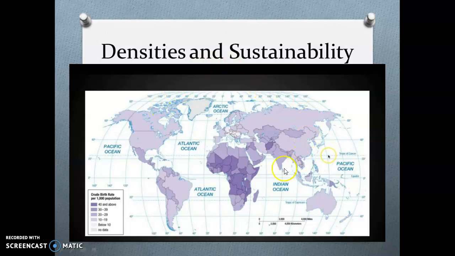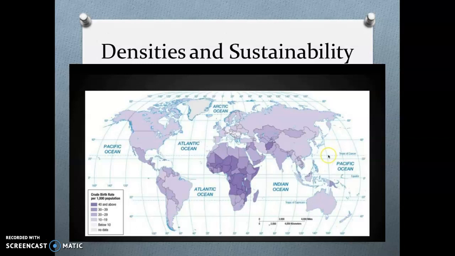A country over here on the other side of India, Bangladesh, has a lot of farmland, but a very high physiologic density. And they still have a very high level of poverty. Great farmland, and they're able to support a lot of people, but there's still an awful lot of people that they cannot.